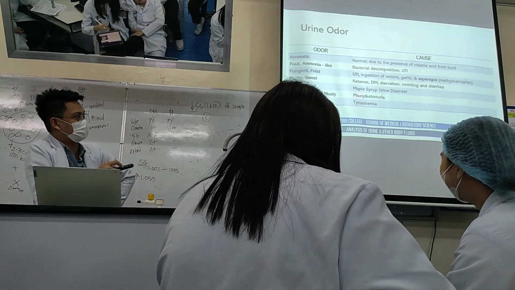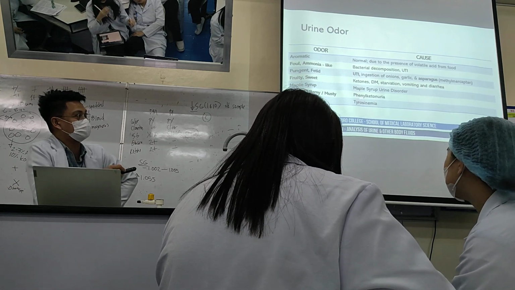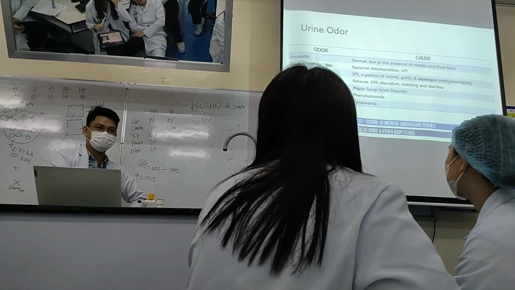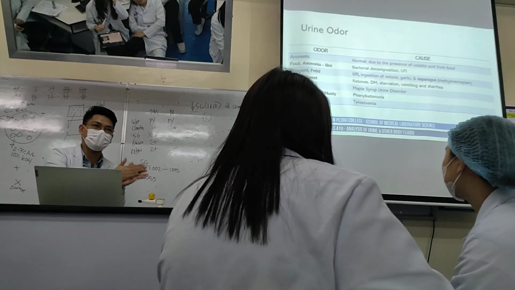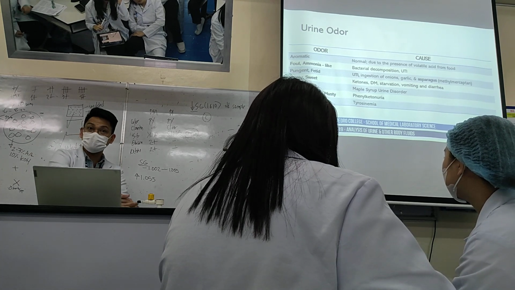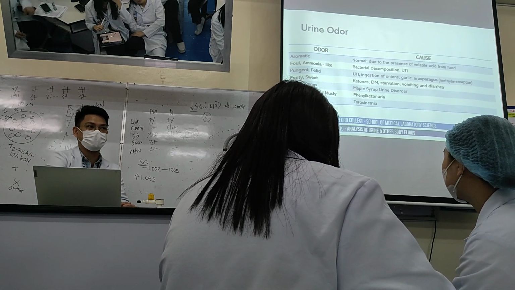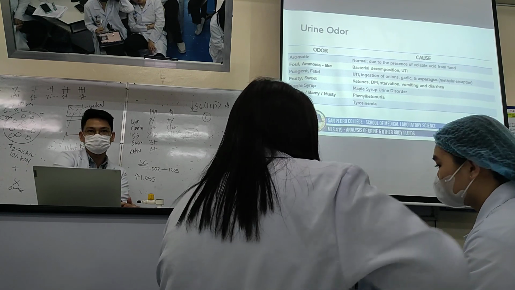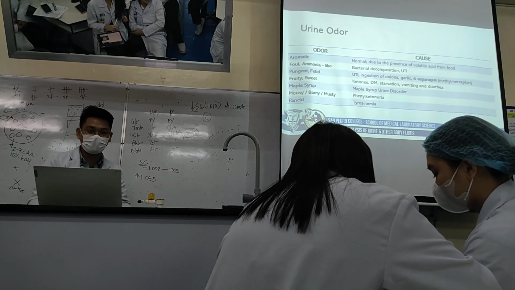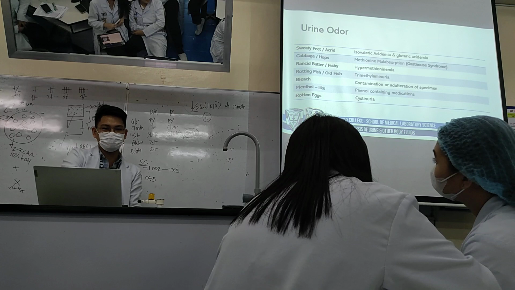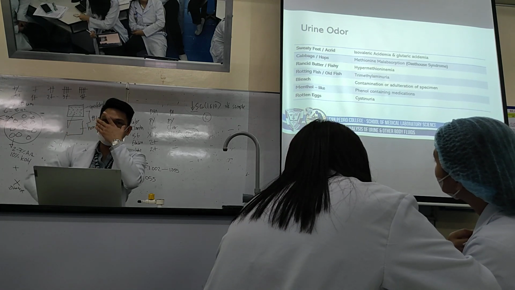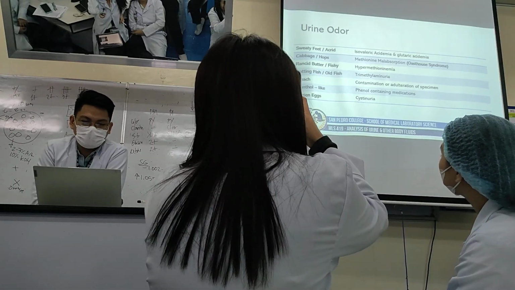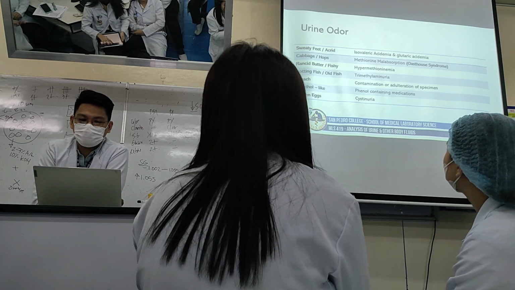Okay, next, for MSUD, maple syrup or burnt sugar, or in a case of phenylketonuria. What's the main problem, class, if you have phenylketonuria? Absence of the enzyme, di ma-convert ang phenylalanine to tyrosine. Wala kay enzyme na phenylalanine hydroxylase. Okay, we also have rancid in the case of tyrosinemia. We also have sweaty feet or acrid in case of isovaleric acidemia or glutaric acidemia.